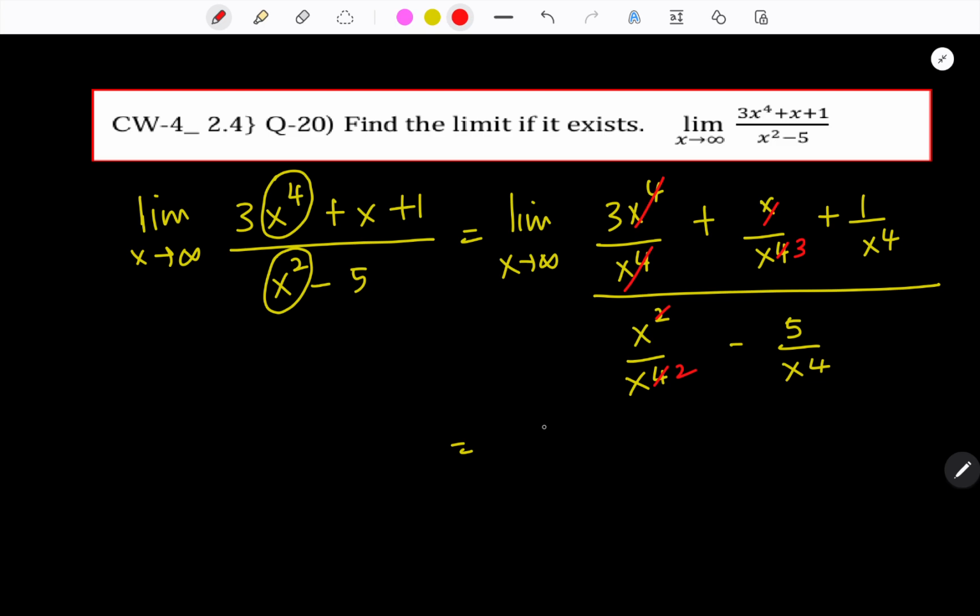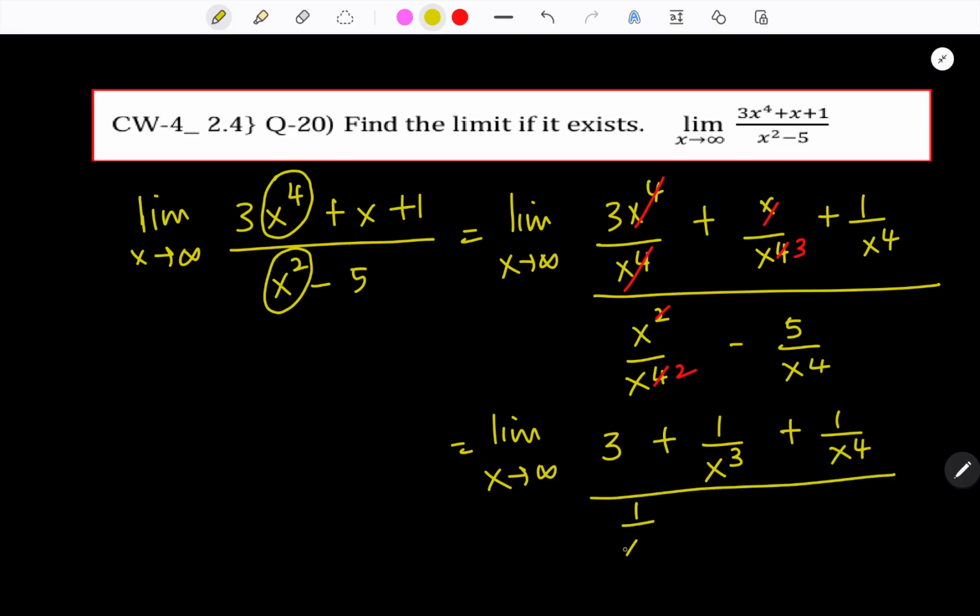And so what happens finally? We are going to apply infinity. I'll write one more step and then go for infinity substitution. The limit as x tends to infinity of 3 plus 1 divided by x^3 plus 1 divided by x^4, over 1 divided by x^2 minus 5 divided by x^4. Now I put infinity: each of these terms becomes 0.